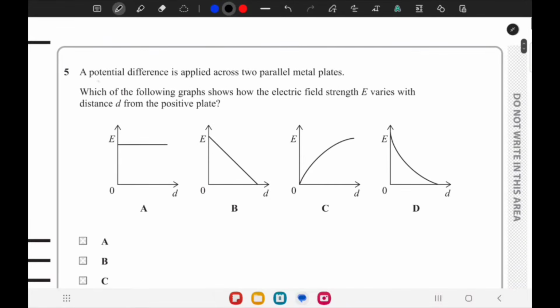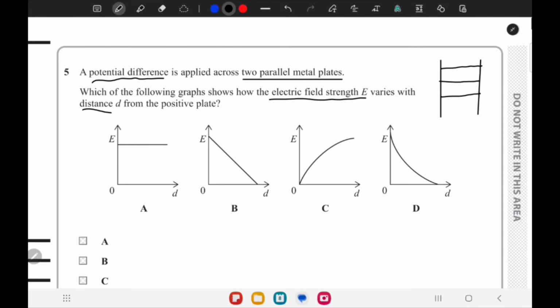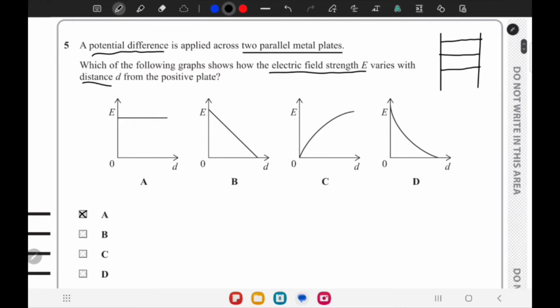Now on to question 5. We are given that a potential difference is applied across two parallel metal plates. So something like this. We are asked how the electric field strength would vary with distance d. In this case, this would be a uniform field because the plates are equidistant from each other. So the electric field strength would be constant. So A is our answer.